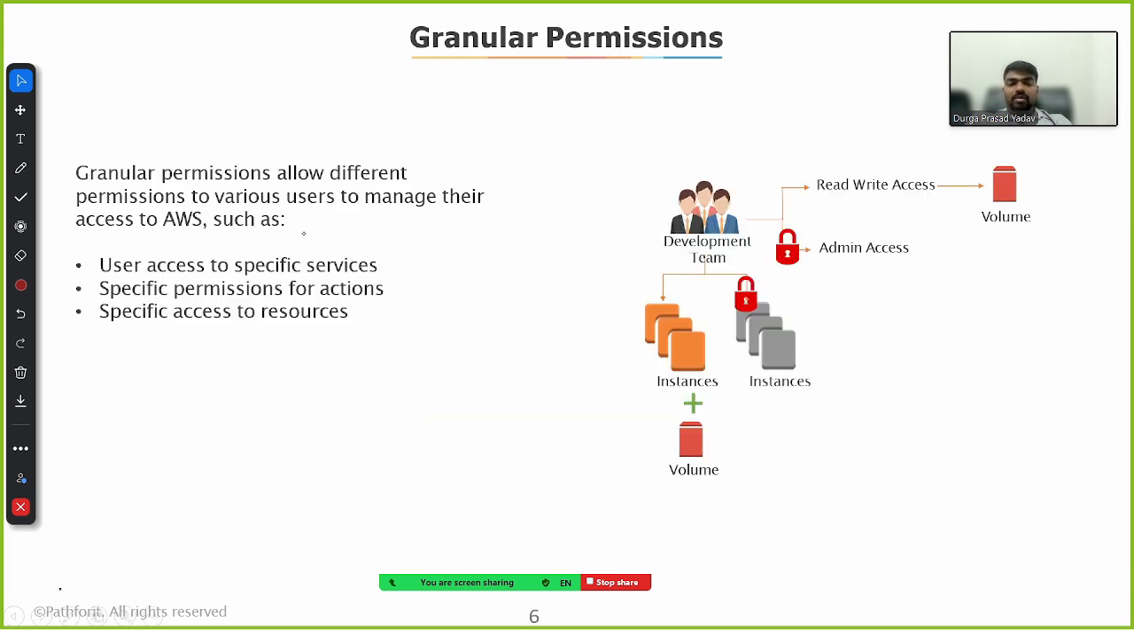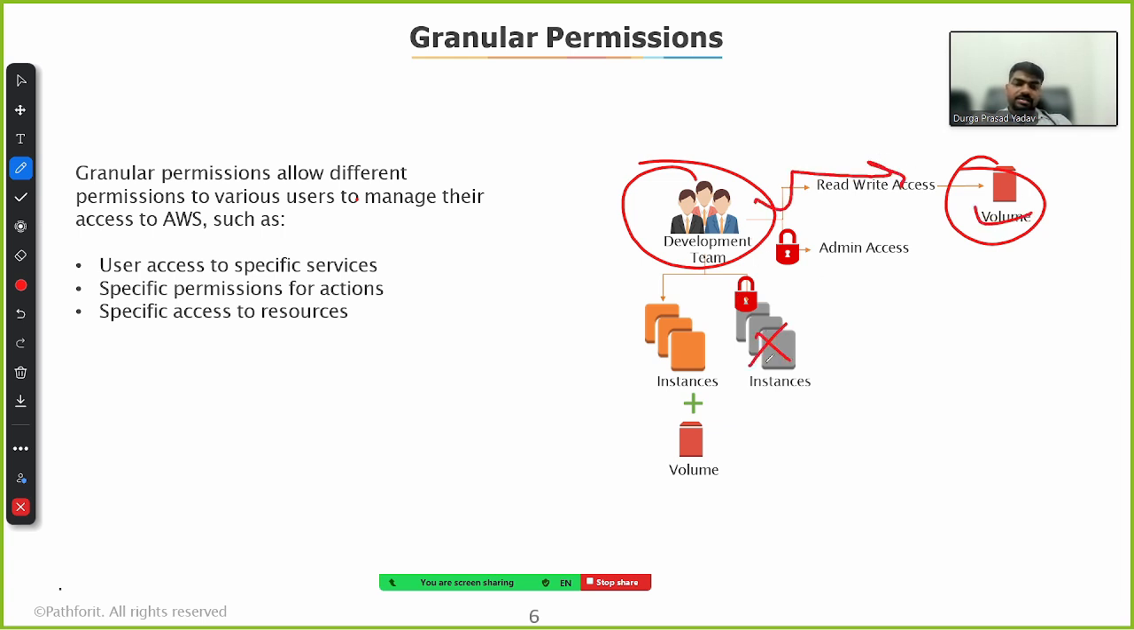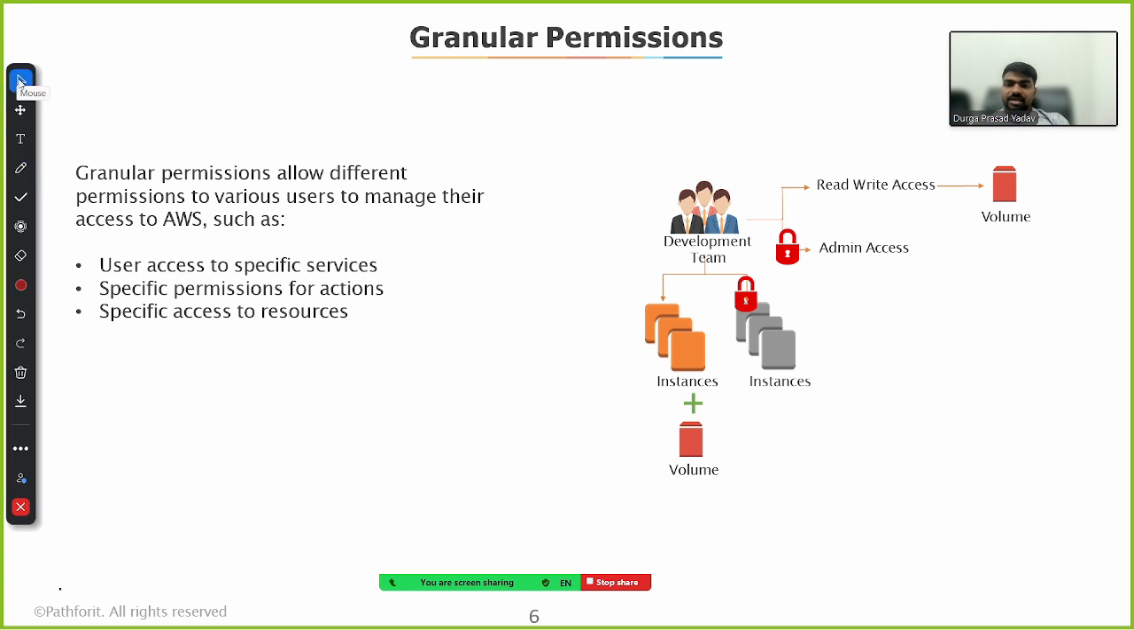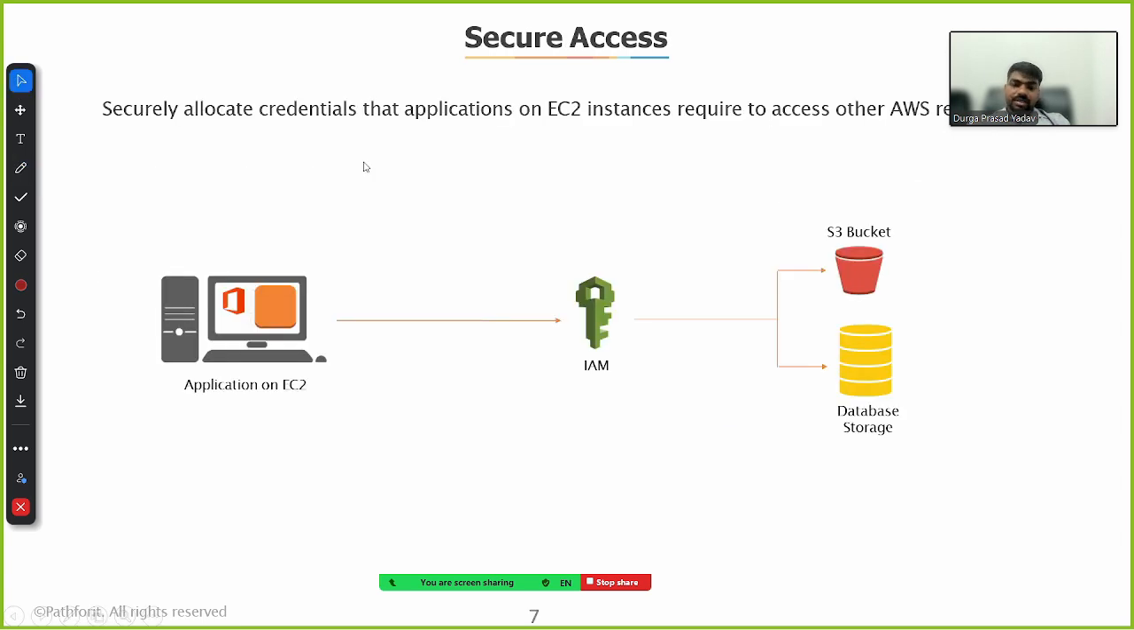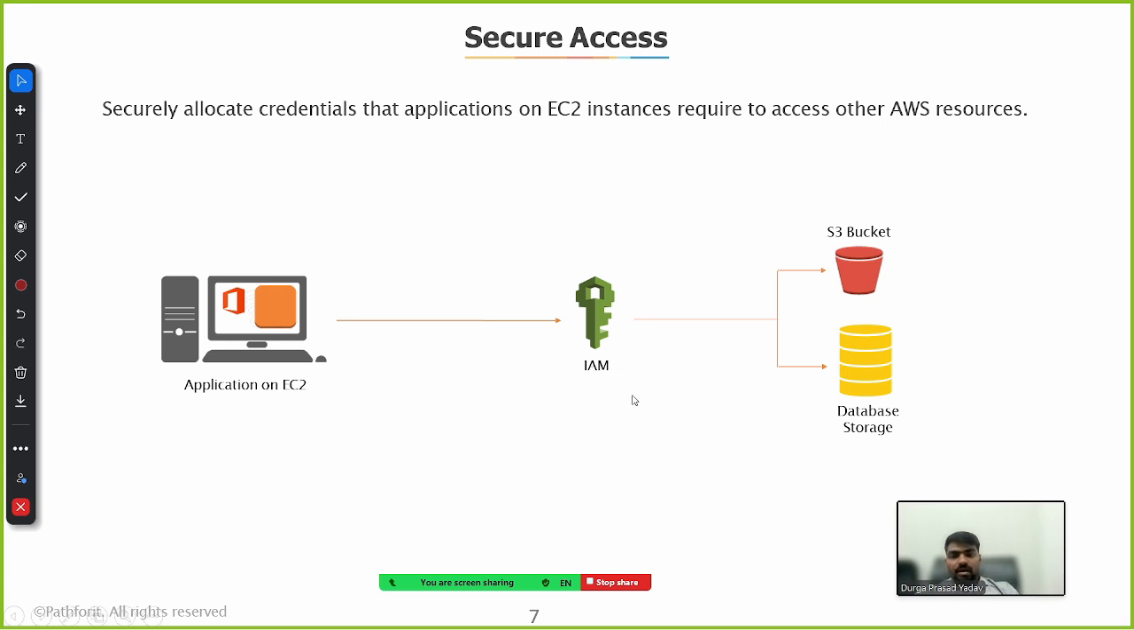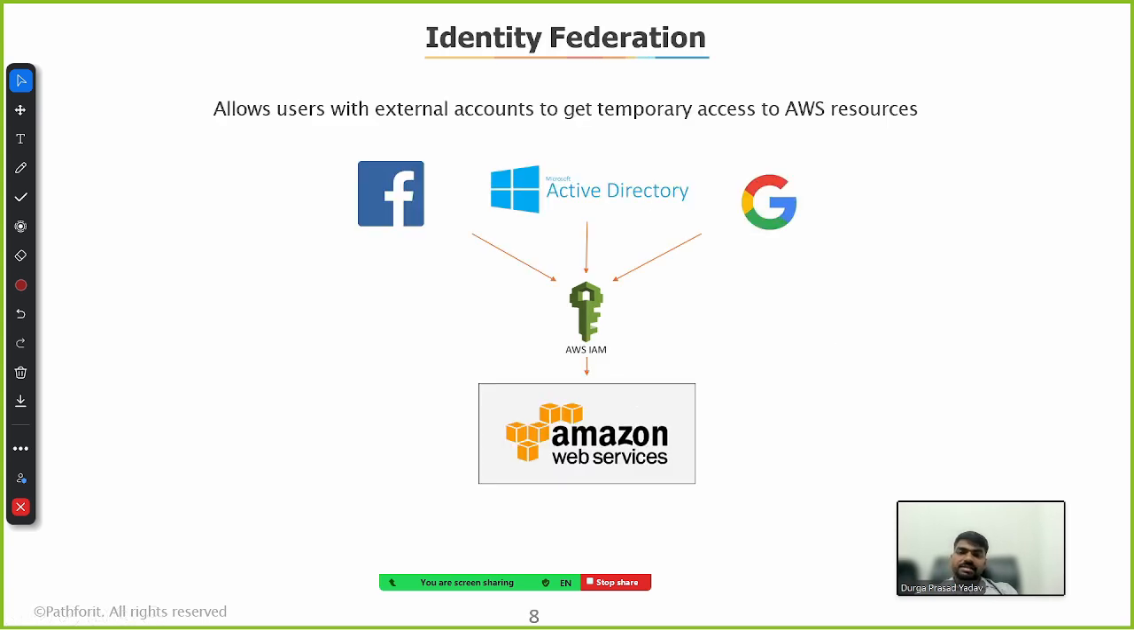Okay. Next is your granular permission. Granular permission means, let's say these are all the users. They do not have access to the full volume. They will have read and write access to this volume, and no permissions for other things here. It means a specific service, a specific permission, and a specific resource should be accessed with that permission. That is granular permission. Next one is your secure access. So you will be able to access securely from applications.